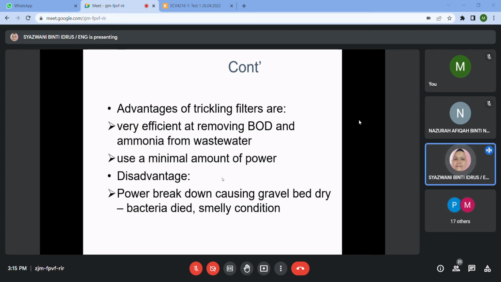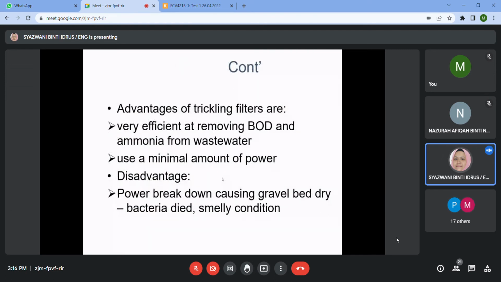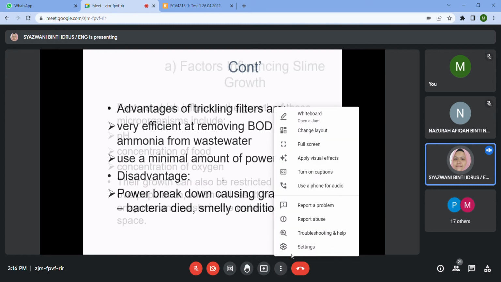Just now the RBC was for ammonia and nitrogen. Trickling filters use a minimal amount of power. Disadvantages: a power breakdown causes the gravel bed to dry, the bacteria die, and it becomes a smelly condition. So these are the major disadvantages of employing trickling filters.